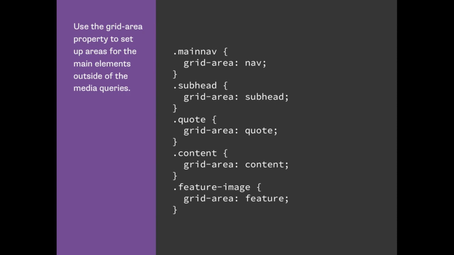So outside of my media queries, the first thing I need to do is give things a name. So I'm using this grid area property again, which we used for the very shorthand method of line-based positioning. And here I'm assigning elements of my markup, the same markup as before, to a grid area. So those names, grid area, nav, subhead, they're just the names I've decided to call things, so I can identify them later.